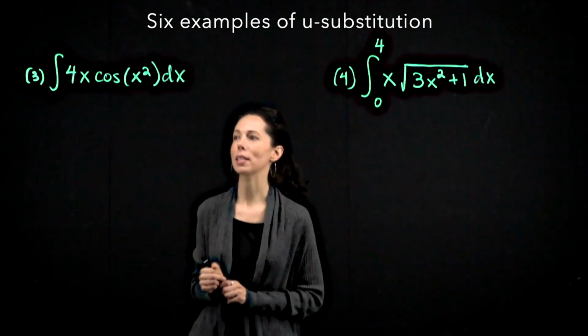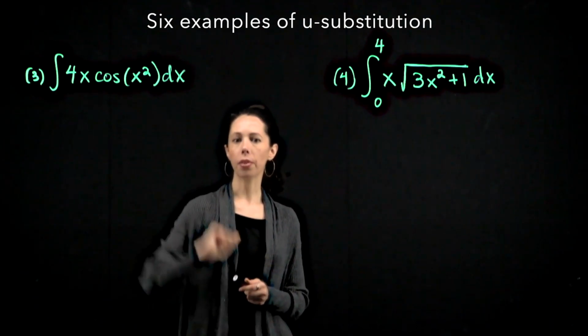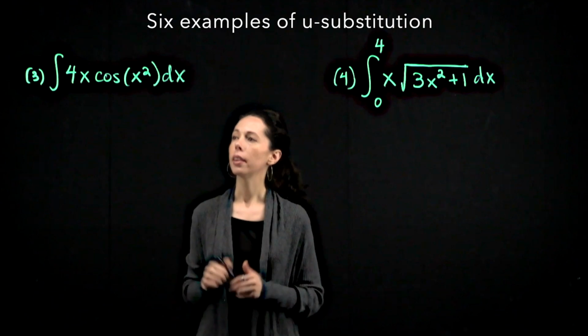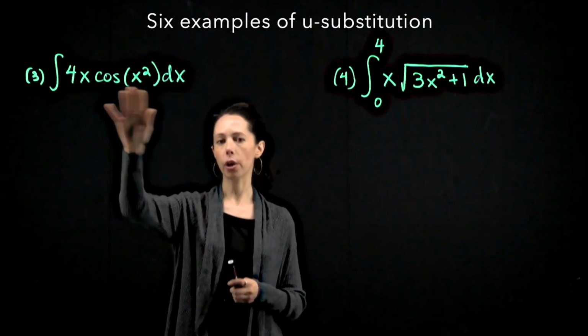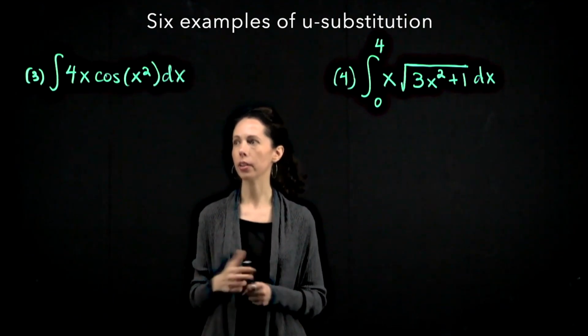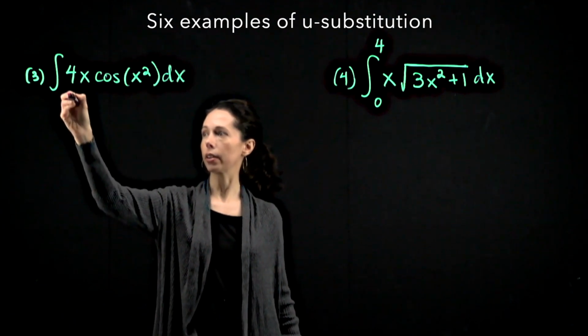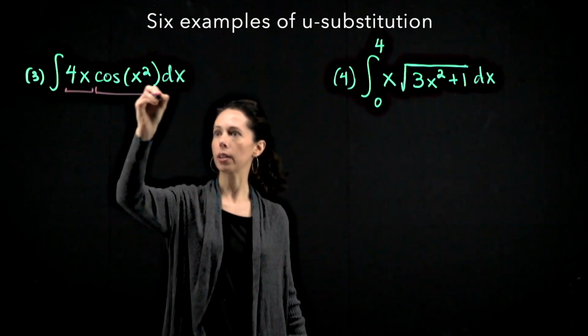Okay, let's do a couple more examples. So example 3 here on the left, we have the product of 4x and cosine x squared inside of this integral. This is an indefinite integral, so I'll show you how to handle that.